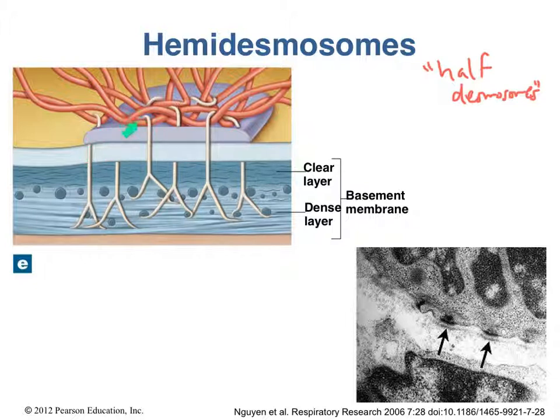Here you've got the hemidesmosome attached to the cytoskeleton, with proteins reaching out, anchoring into the basement membrane. Here you have basement membrane, epithelial cell, hemidesmosome anchoring that epithelial cell in.